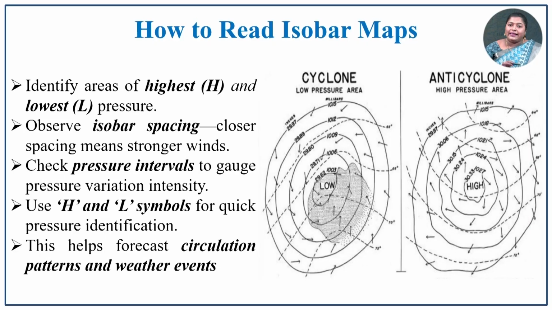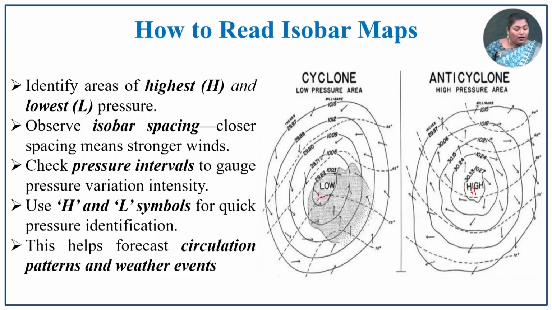How to read the isobar maps: if it is going to be low pressure, L can be represented here. If it is going to be a high pressure, H can be represented in the center. So, by seeing the L and H, we can tell whether it is a high pressure or low pressure. Observe the isobar spacing. So, we have to observe the spacing. If it is closely packed, the weather will be adverse.